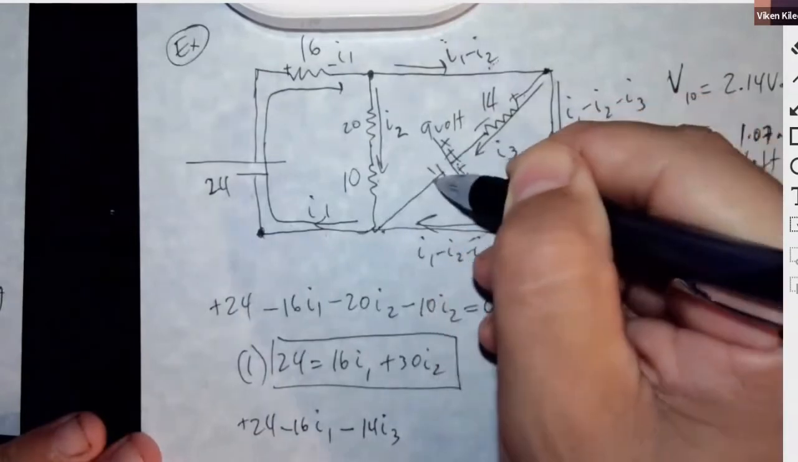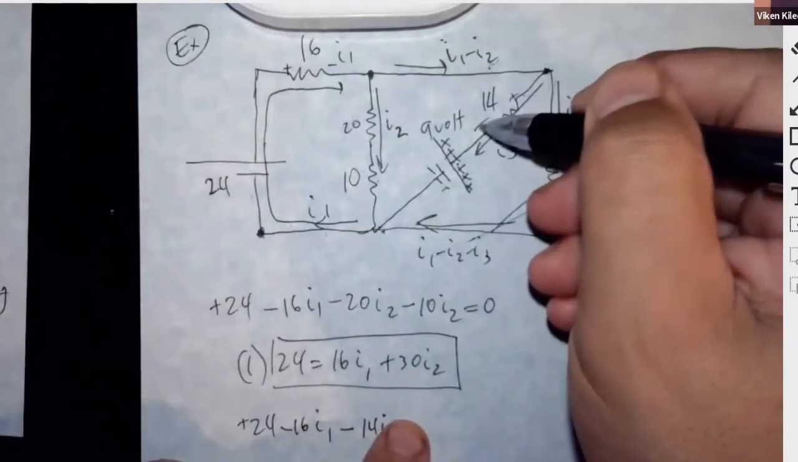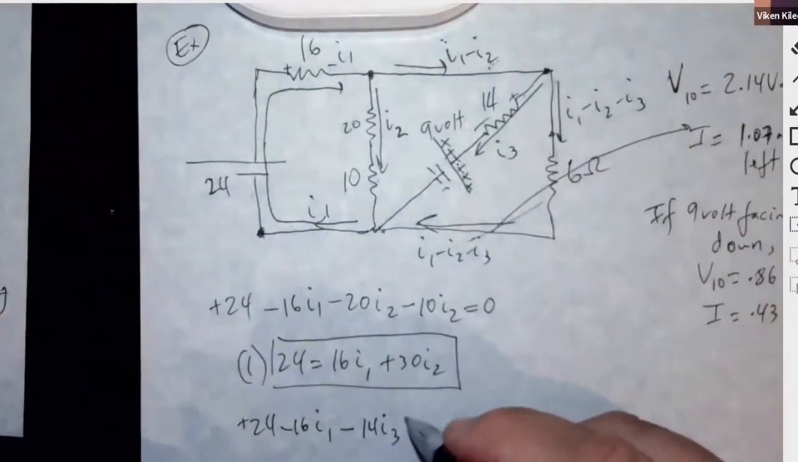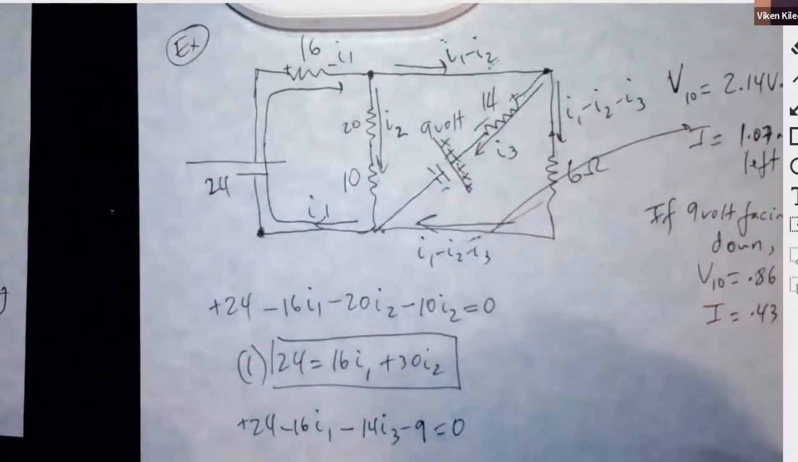So then you're losing 9 volts there. You're losing here, and plus you're losing across the battery, 9, and then that's it. And that's equal to 0.